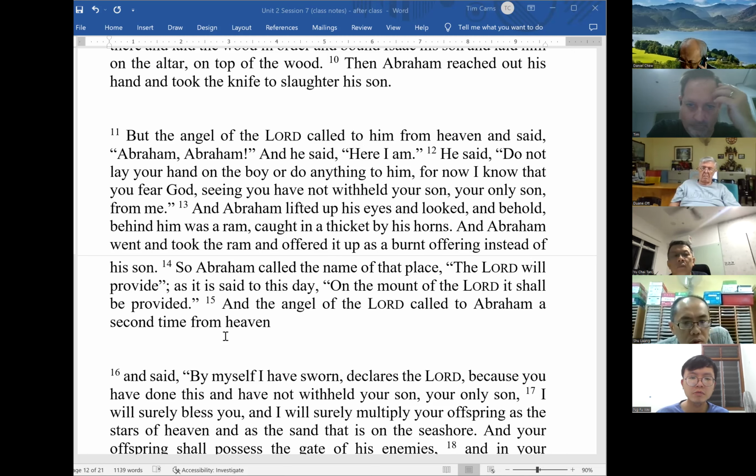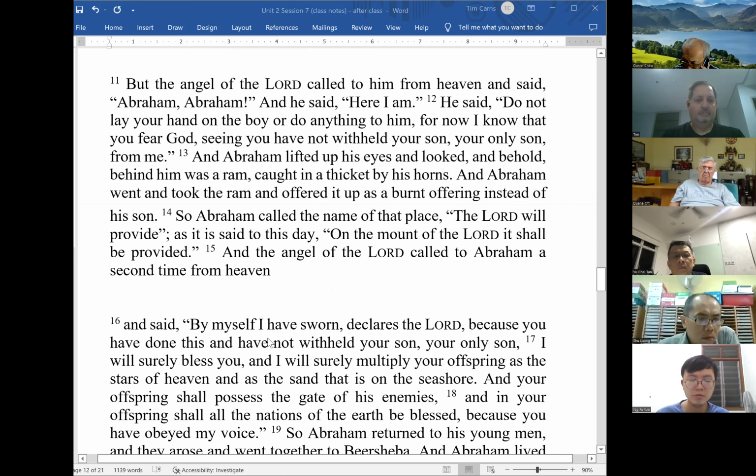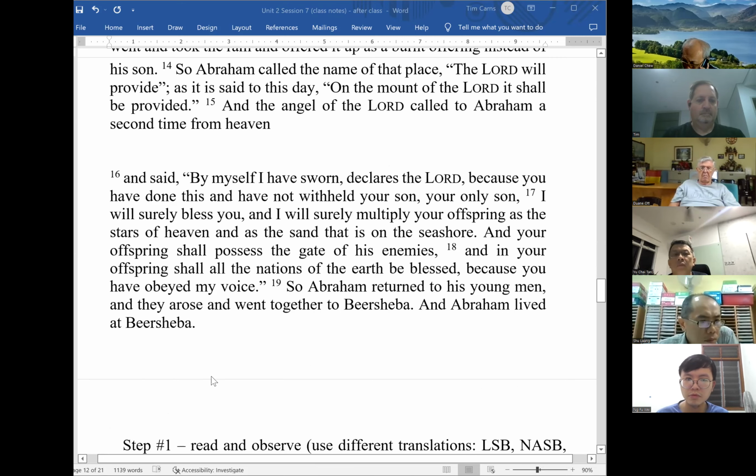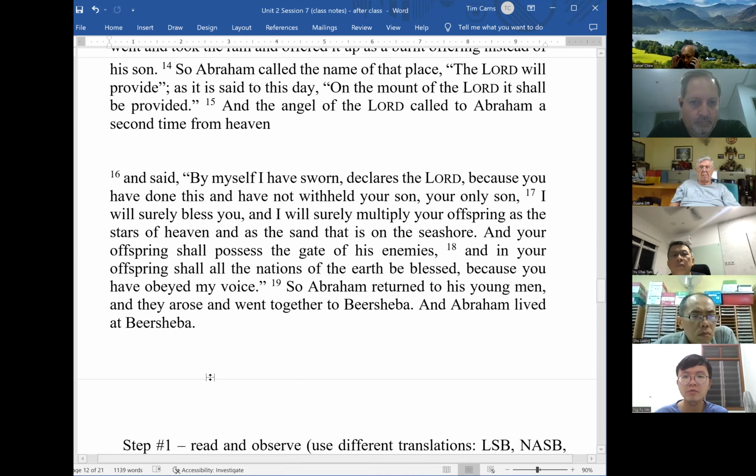And the angel of the Lord called to Abraham a second time from heaven and said, By myself I am sworn, declares the Lord, because you have done this and have not withheld your son, your only son, I will surely bless you, and I will surely multiply your offspring as the stars of heaven, and as the sand that is on the seashore, and your offspring shall possess the gate of his enemies, and in your offspring shall all the nations of the earth be blessed, because you have obeyed my voice.